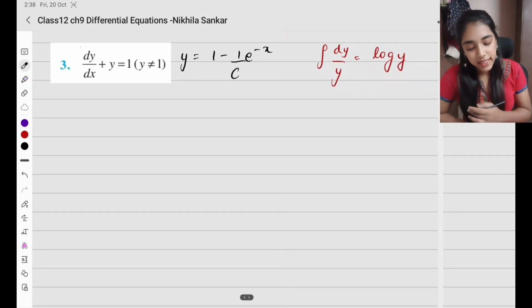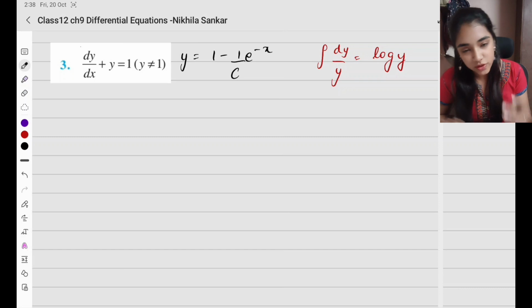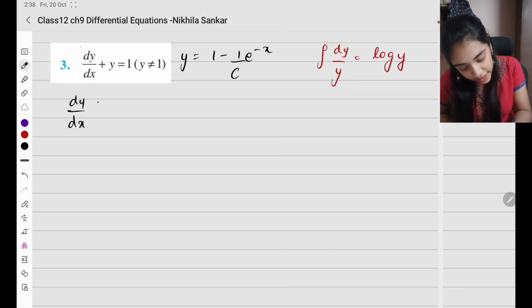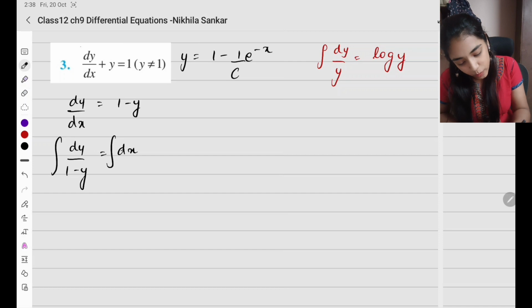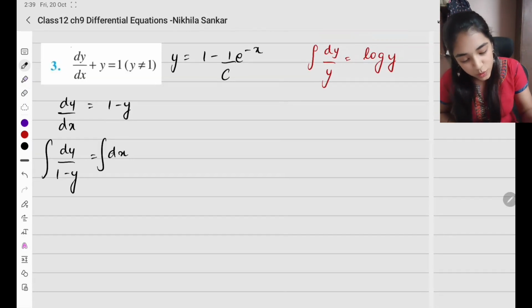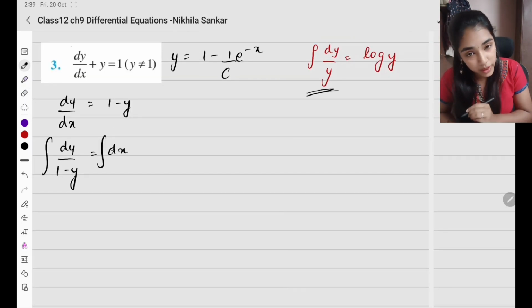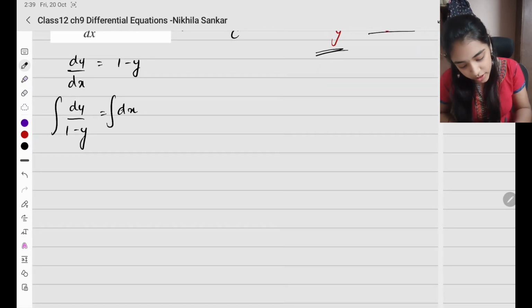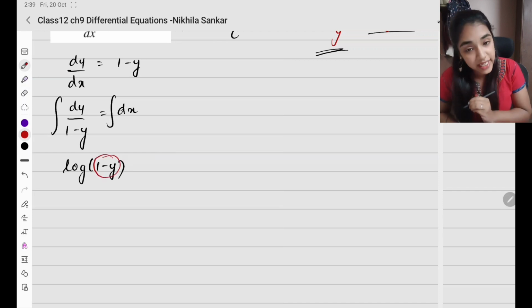Question number 3. dy by dx plus y equals 1. So taking y on one side, x on the other side. இதெல்லாம் ரொம்ப simple questions. dy by dx equals 1 minus y. dy divided by 1 minus y equals dx. Separating x and y and taking integration on both sides. So what do you know? Integration of dy by y gives you log y. So here I have log of 1 minus y, and you also have to remember that I have to integrate what is inside the log function.